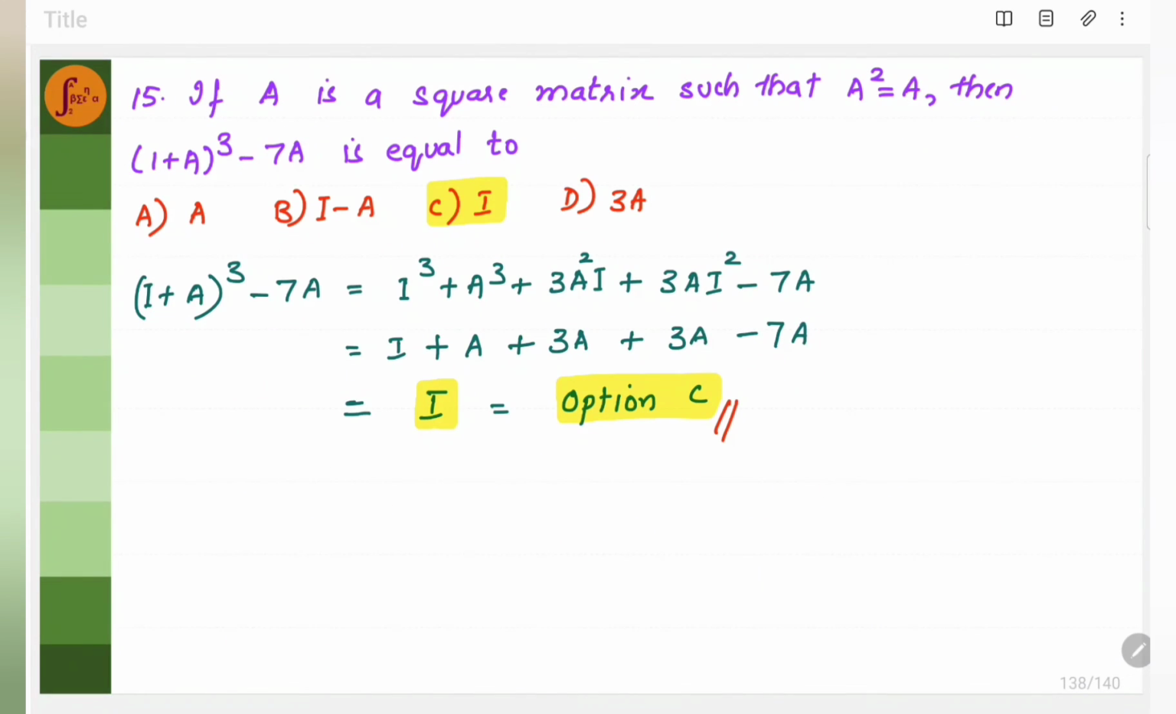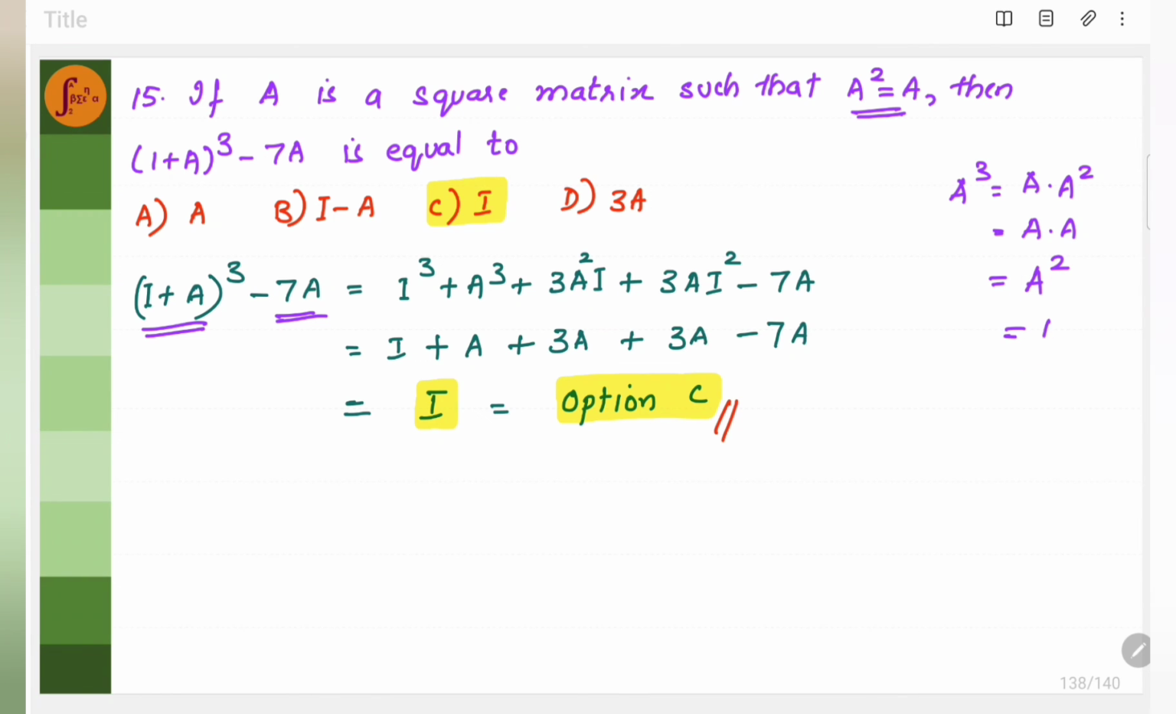If A is a square matrix such that A square is equal to A, then show that this expression is equal to which one of these options? So just evaluate I plus A the whole cube. You expand this. I plus A the whole cube is I cube plus A cube plus 3A square I plus 3A I square, and minus 7A. I cube is nothing but I. A cube: they've told A square is A. A cube is equal to A into A square. A square is equal to A.